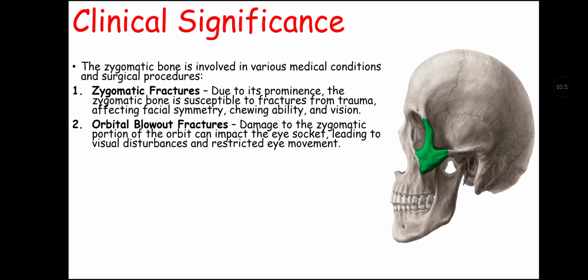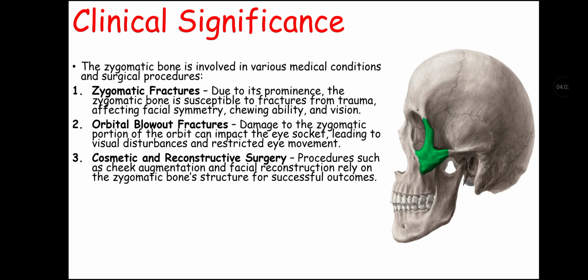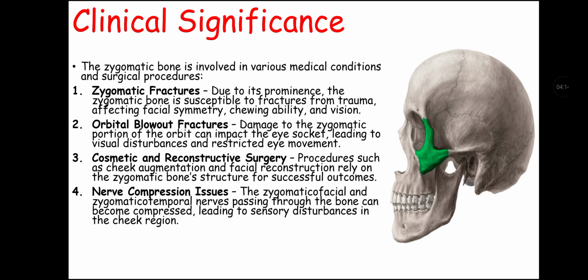The second significance is orbital blowout fracture, as damage to zygomatic portion of orbit can impact the eye socket, leading to visual disturbance and restricted eye movements. The next clinical significance is in cosmetic and reconstructive surgeries, as procedures such as cheek augmentation and facial reconstruction rely on zygomatic bone structure for successful outcomes.